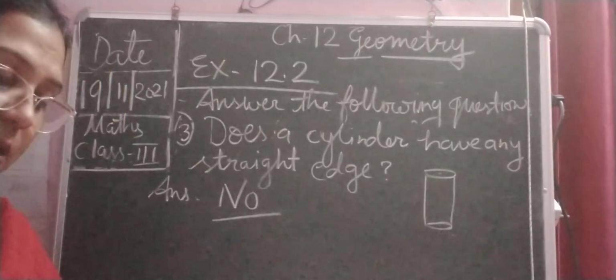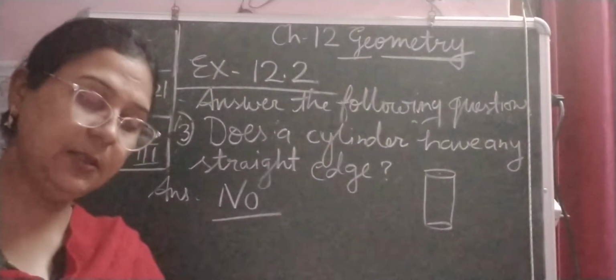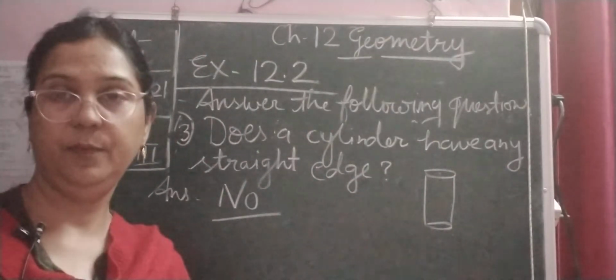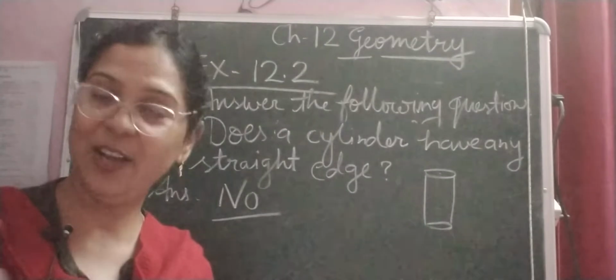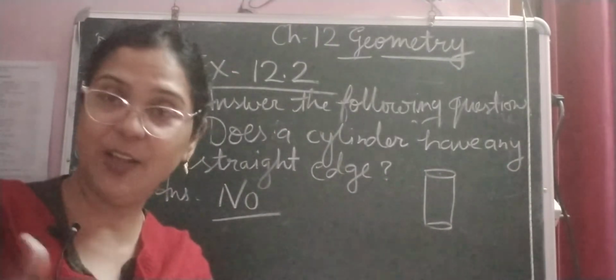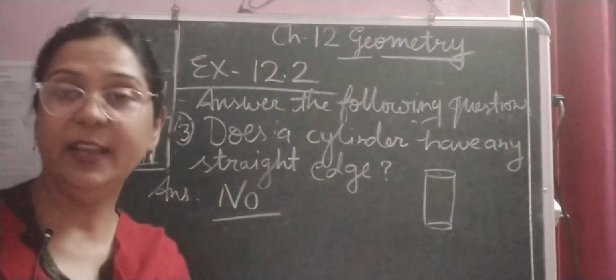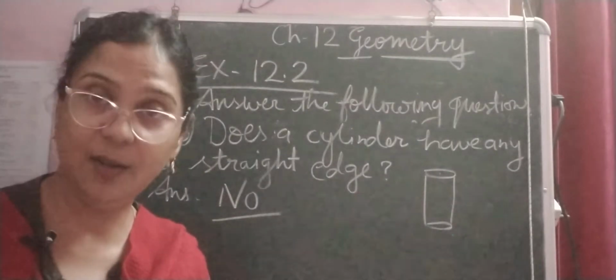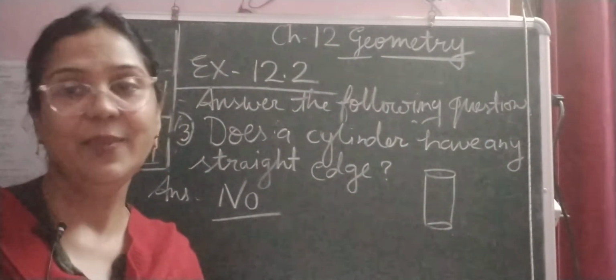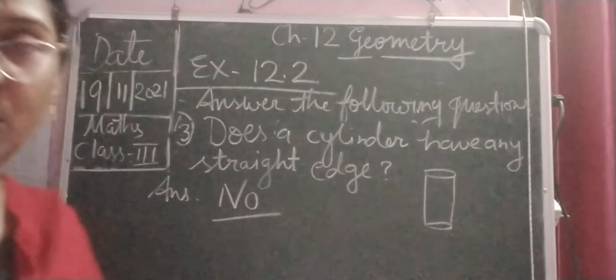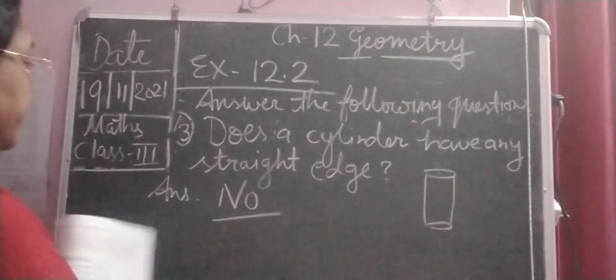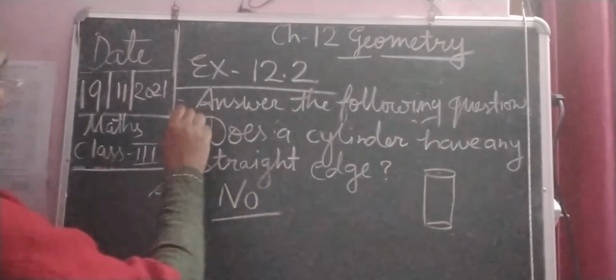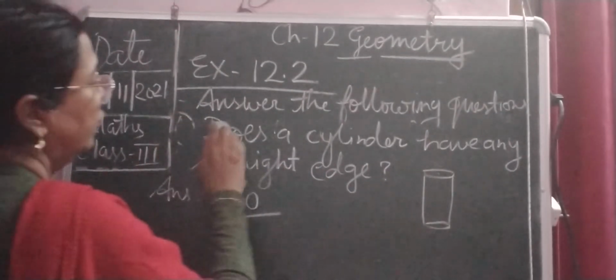Now our next question is, how many corners are there in a sphere? Children, a sphere, as you all know, is totally circular, so we can't say that it has a corner. So we don't have any corners in the sphere. So we will write the fourth question.